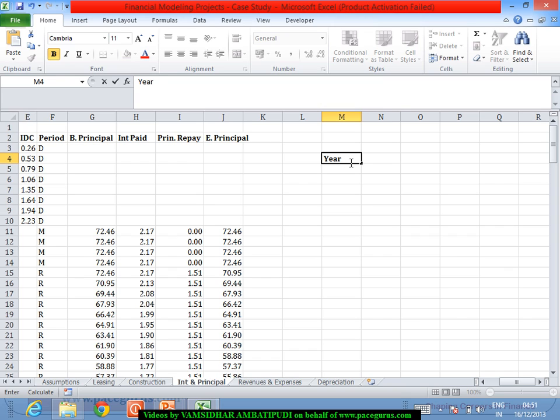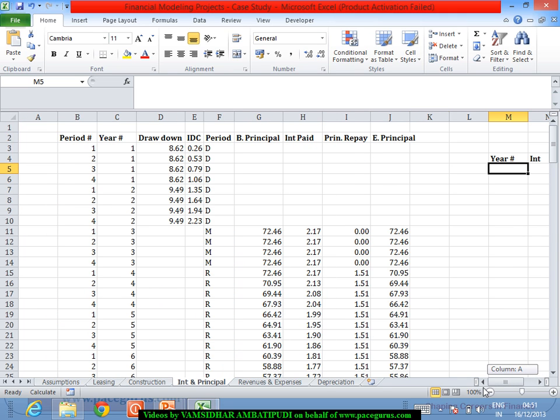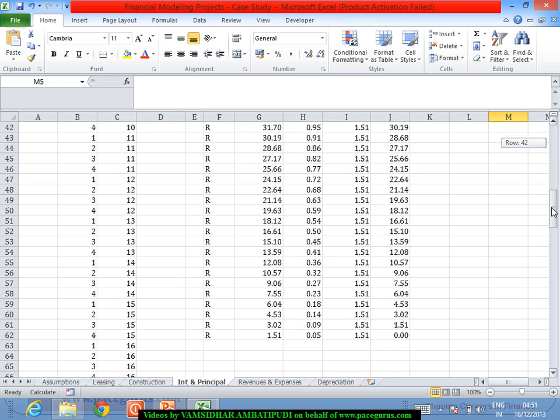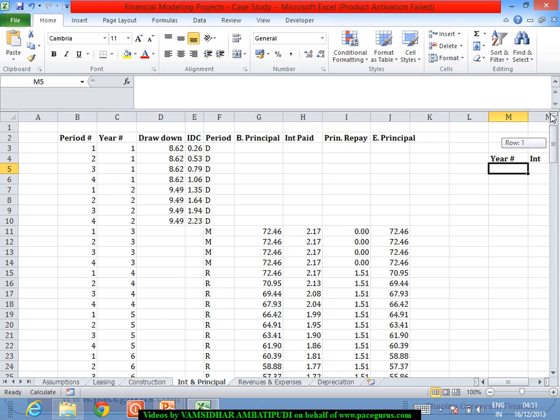Year number, interest repayment part, as well as principal repayment. Only simple. So all I would be doing is, I would consider only those many years where I would consider starting from 1.